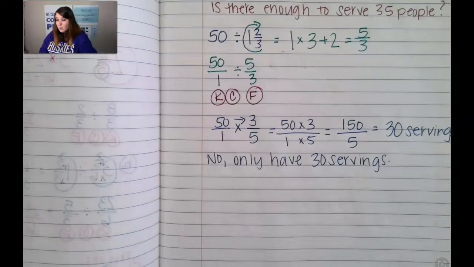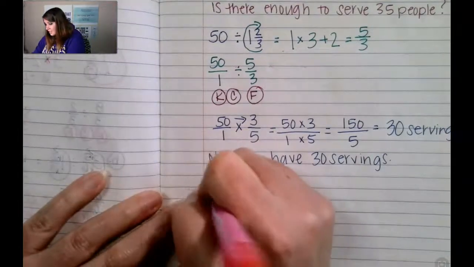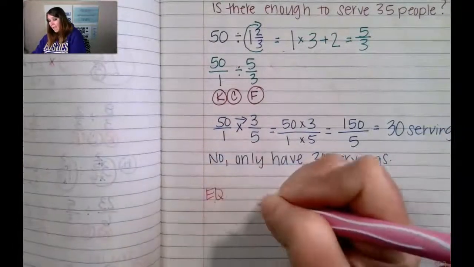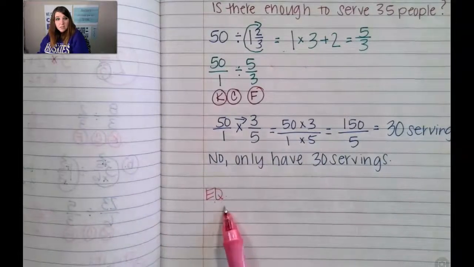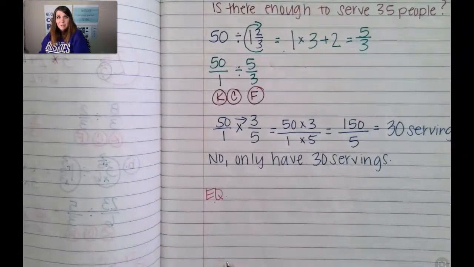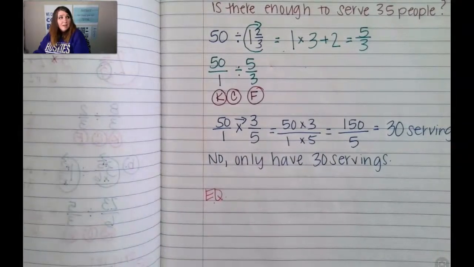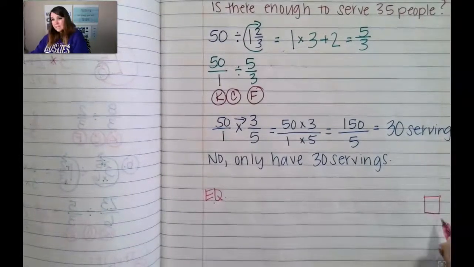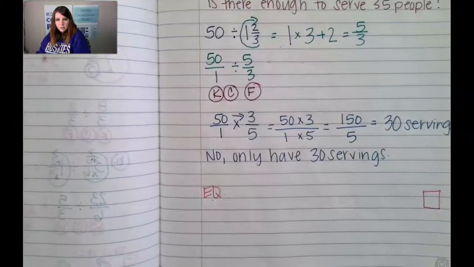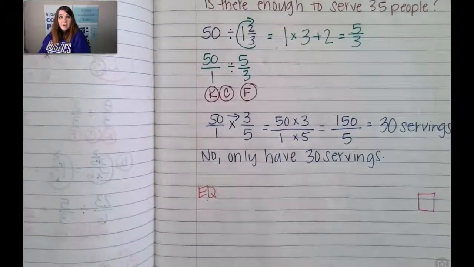That's gross. Now I want you to answer your essential question. How do we divide mixed numbers? So explain to me, how do you divide mixed numbers? And then I want you to tell me in the box out to the side, you can make yours bigger if you need to. Where are you at with this?